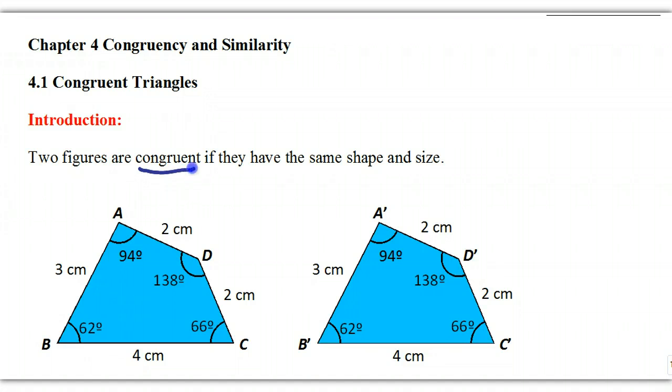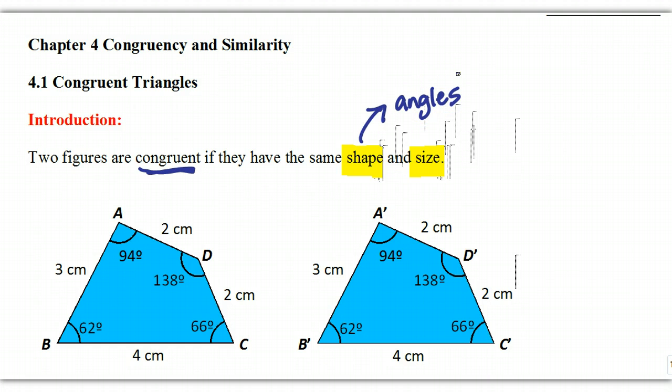Now recall the definition of congruency. Two figures are congruent only if they have the same shape and the same size. Okay, for instance, look at the two figures shown in your worksheet. Alright, they have the same shape. How do you tell? You can see that all the angles are actually the same. So one way to tell the shape is to look at all the angles.